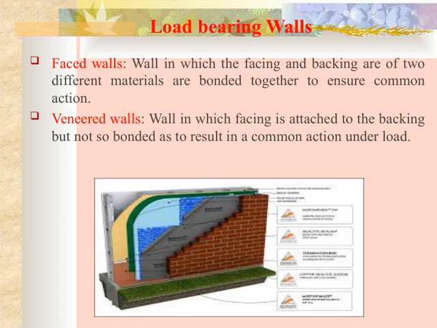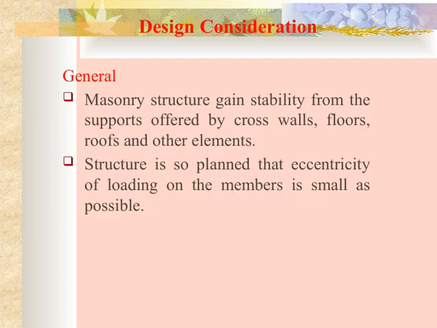overall structural system. Let's talk about some key design considerations for masonry structures. First, it's important to understand that these structures gain stability mainly from the supports they receive from cross walls, floors, roofs, and other elements. These components work together to hold everything in place and ensure the structure remains stable over time. Another critical point is that the structure should be planned so that the eccentricity of loading on the members is kept as small as possible.